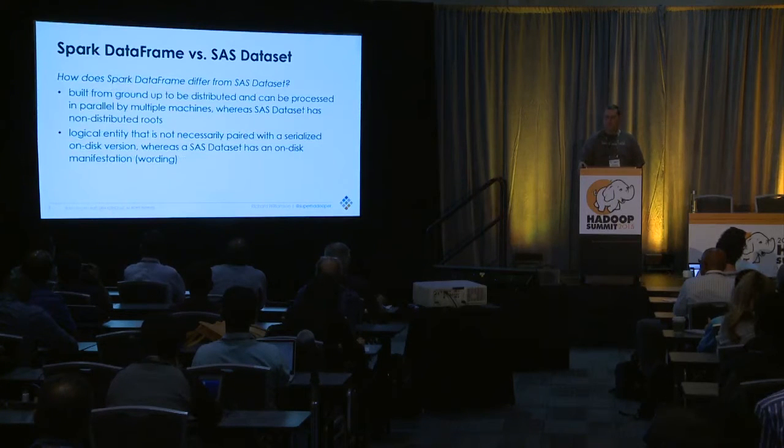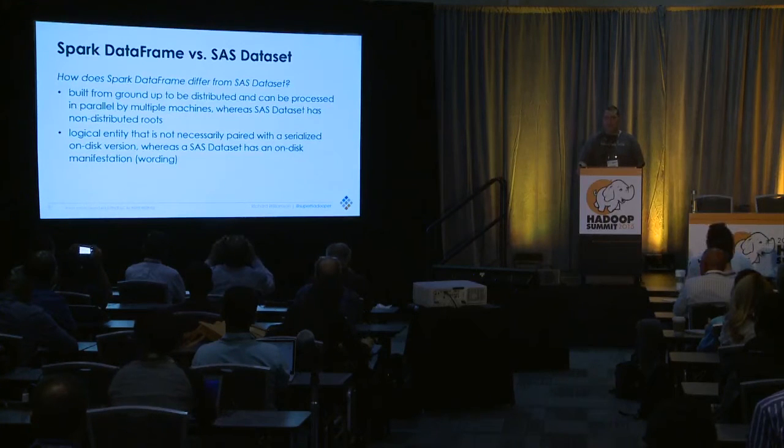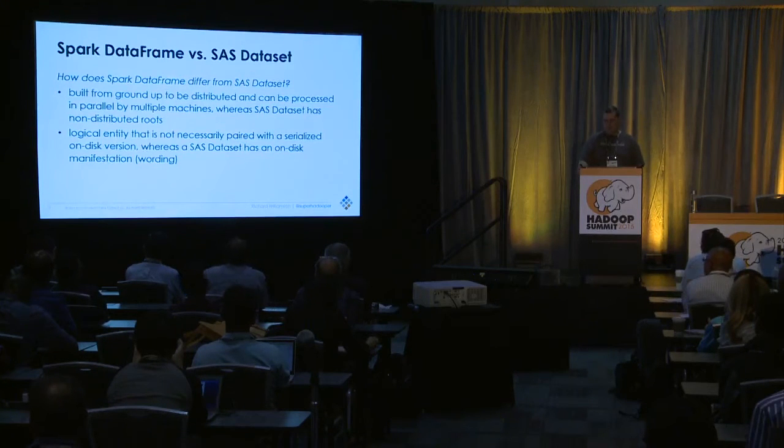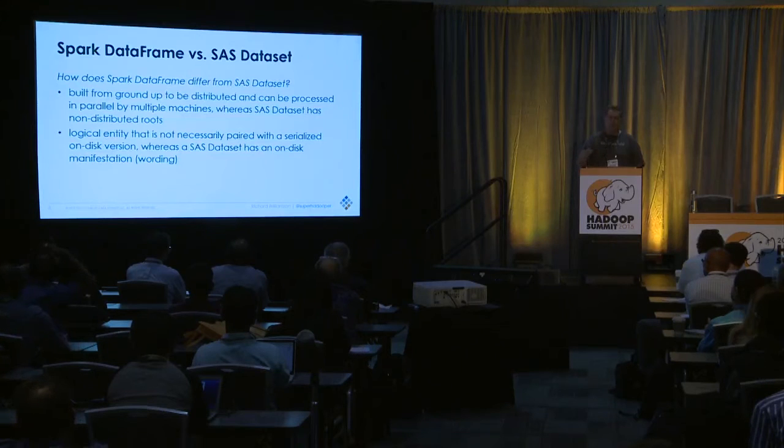Okay, so how does the Spark data frame differ from the SAS data set? Again, it's built from the ground up to be distributed and can be processed in parallel by multiple machines, as I just noted. It's also a logical entity, so it's not necessarily the same serialization format that lives on disk. You may, for example, store the raw data in Hadoop as Parquet format, and then you serialize it in as the RDD. Whereas with the SAS data set, you generally have a one-to-one mapping between the disk and the logical view.